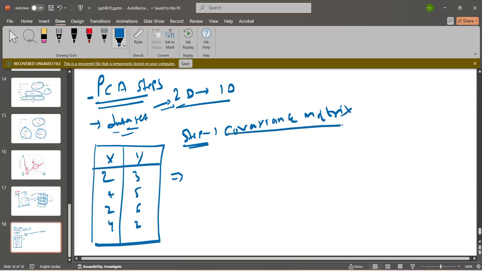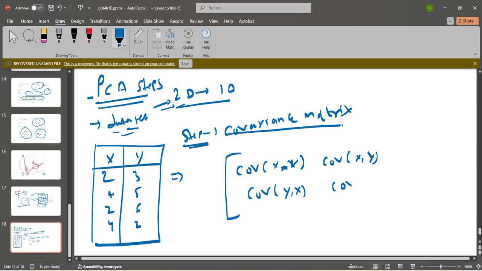Matrix. This is the first step. So how do we do the covariance matrix? It means covariance of x to x, then covariance of x to y, covariance of y to x, and covariance of y comma y. Of course, these two values are the same. If you find the covariance between x and y, it is the same as the covariance between y and x, right? So that is what Maria asked last time.